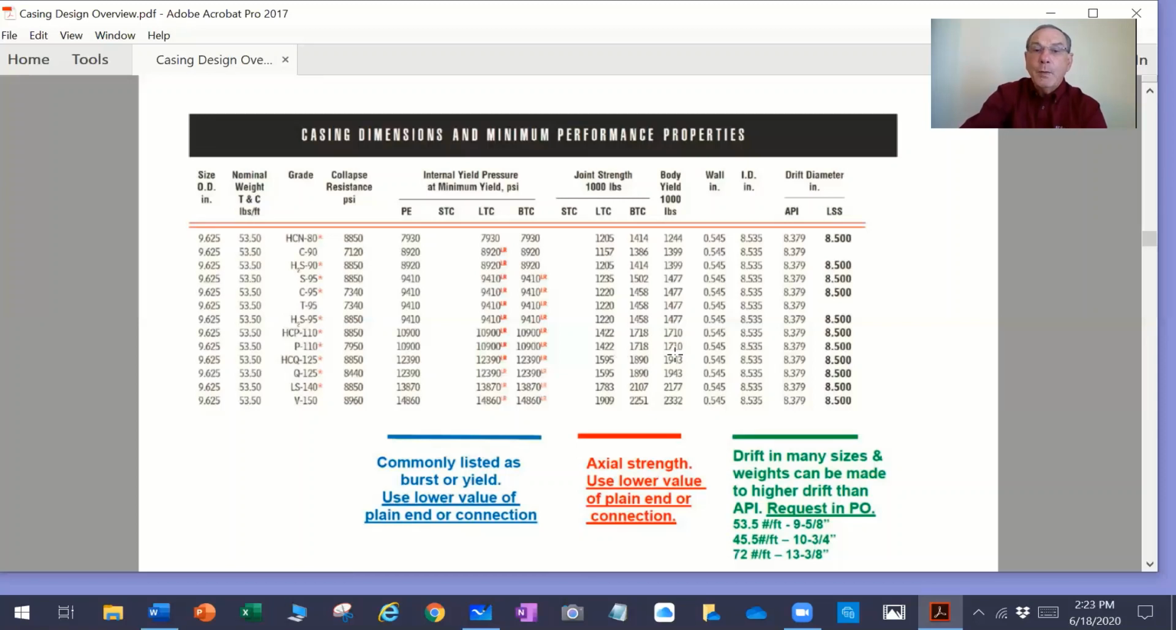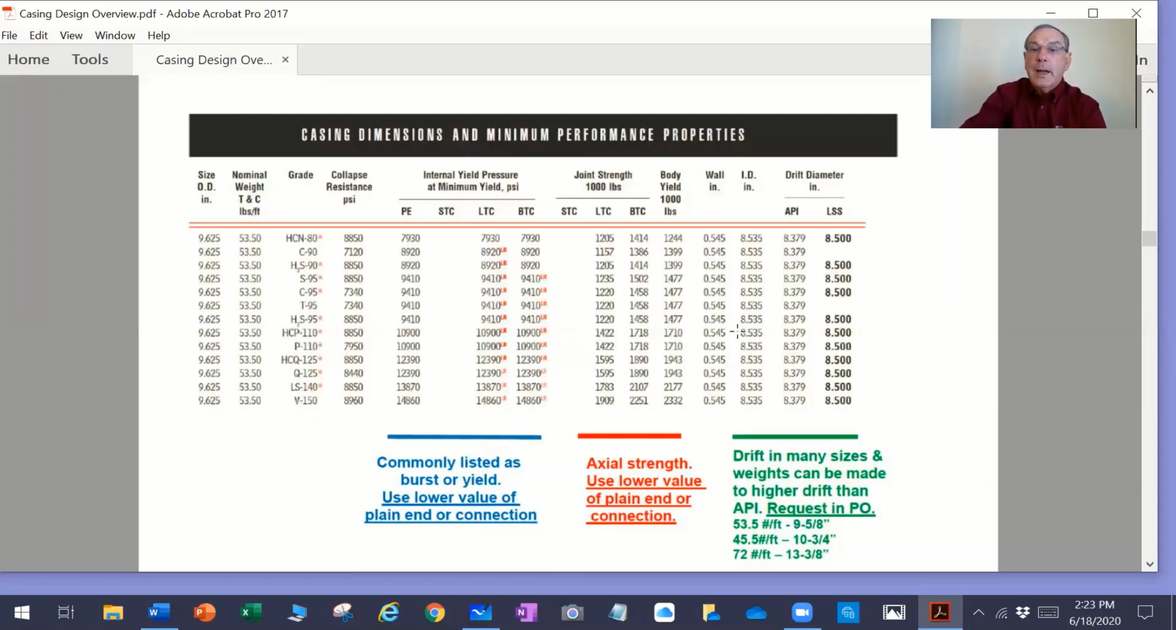So if you happen to be running buttress casing, the number you would use would be 1,710,000, which is less than this value. If you are running LT and C casing, the value you would have to use would be the lowest value, which would be the 1,422,000 for your tensile rating of the pipe.